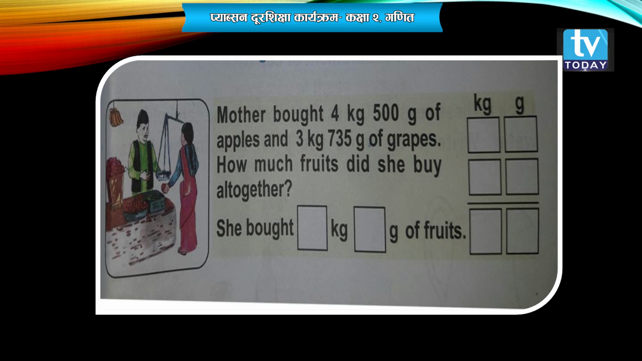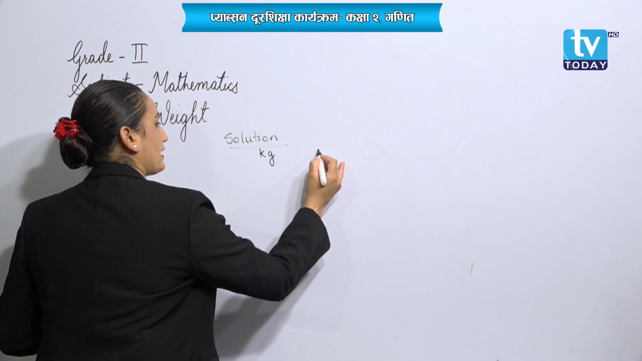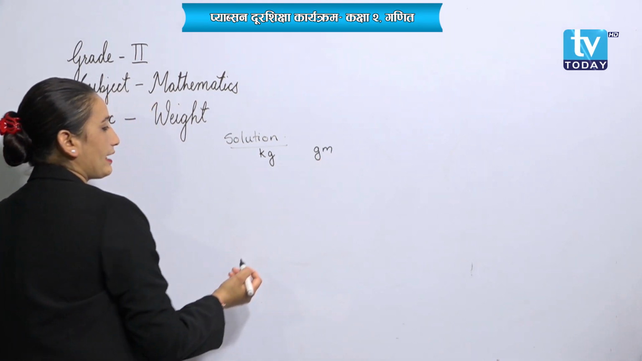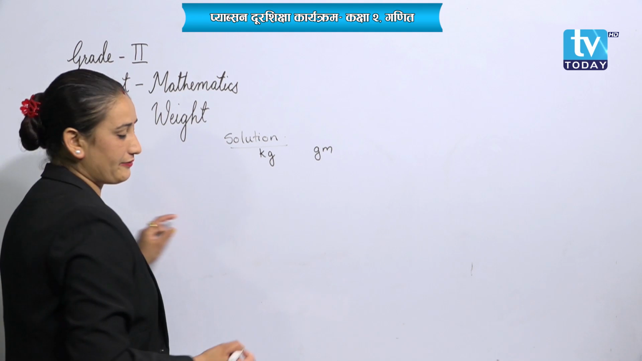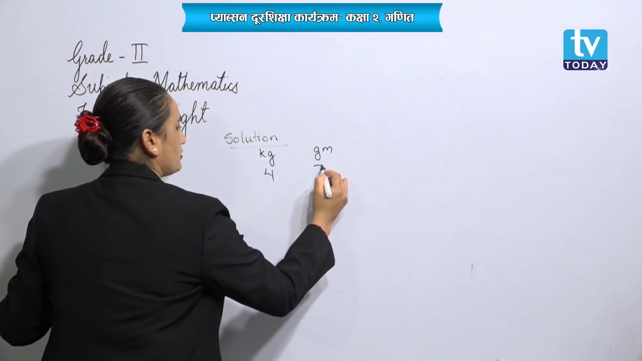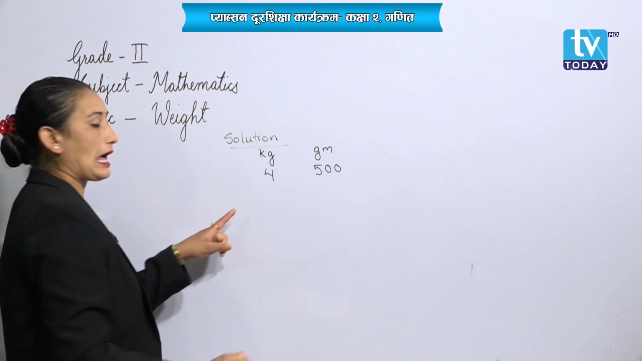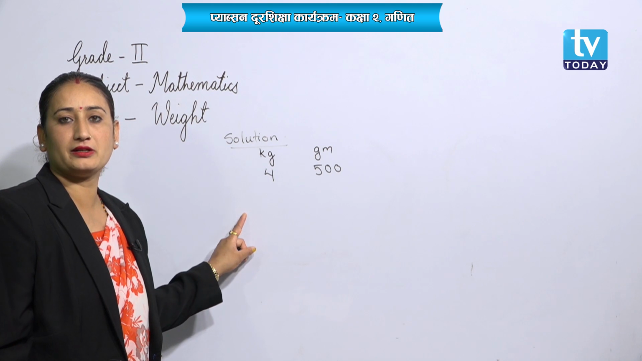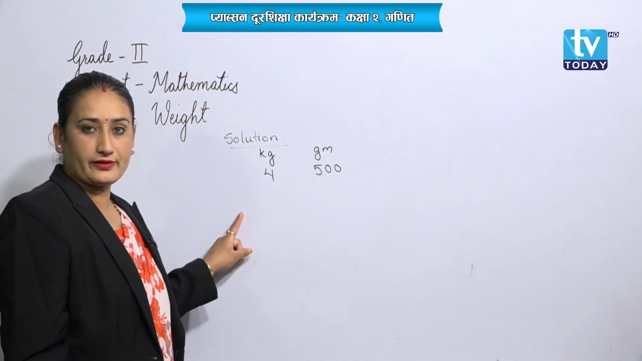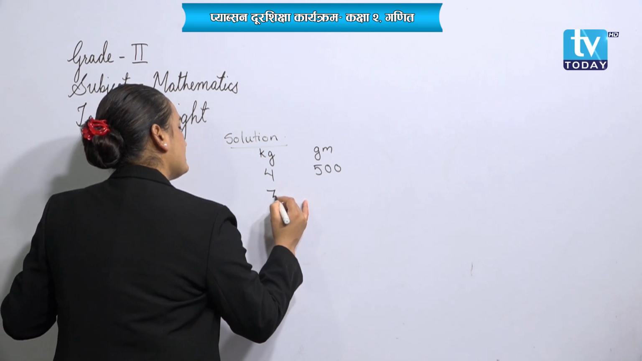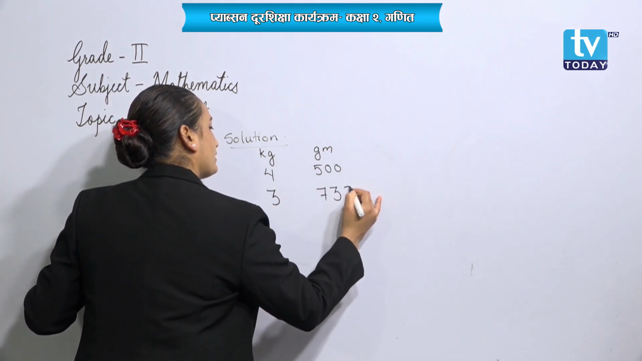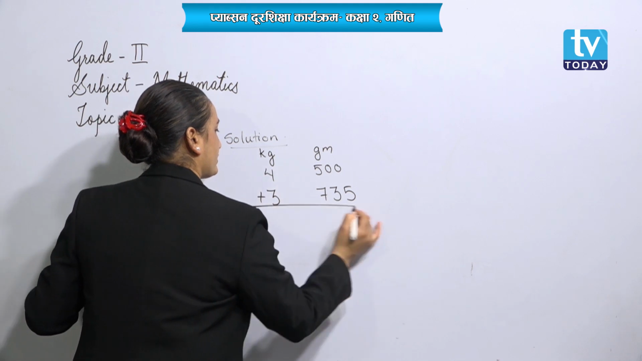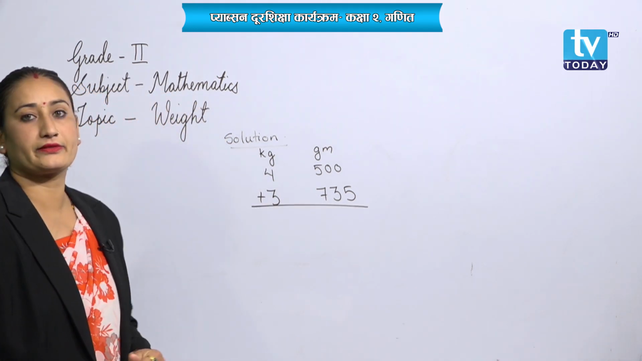What is the first question? Mother bought 4 kg 500 grams. So first of all, write kg at the top and gram at the bottom. And write here 4 kg 500 gram of apples. It's the weight of the apples, and you need to write the weight of the grapes. What is the weight of the grapes over there? 3 kg and 735 gram. 3 kg and 735 gram.